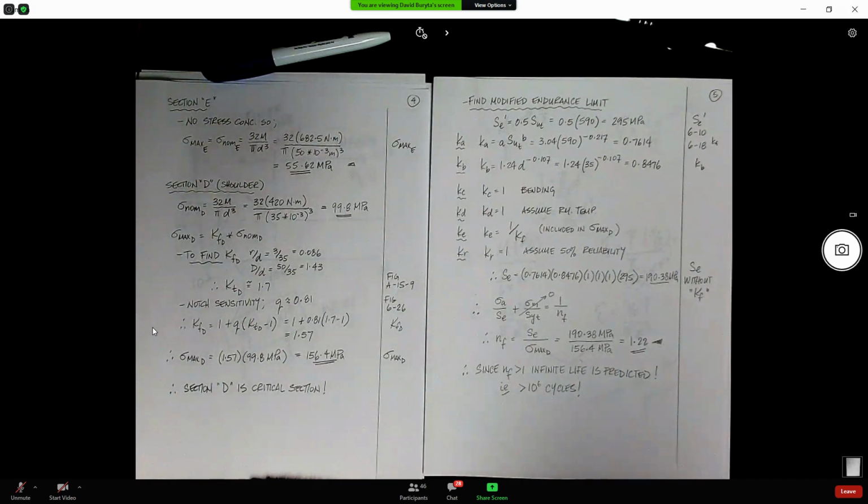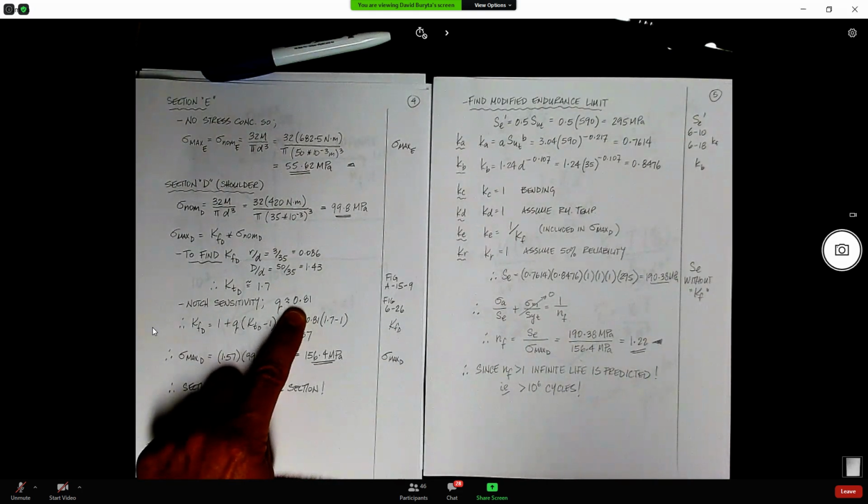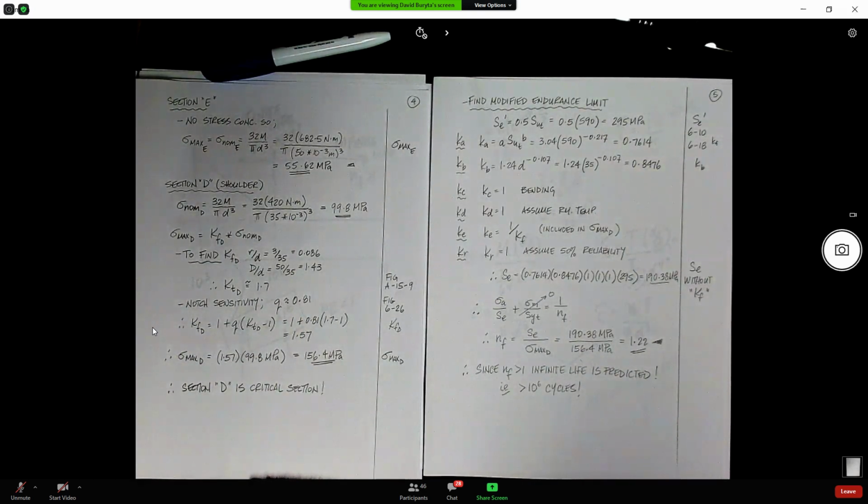If I tell you the KT value, if it says the static stress concentration factor for the key is 2.1, I have to tell you what the radius at the bottom of the keyway is, or give you a diagram that shows the radius, because you need the q value. You have to find this notch sensitivity value. If you don't know the radius at the bottom of the key, you can't find little q, and you can't convert the KT to a KF.